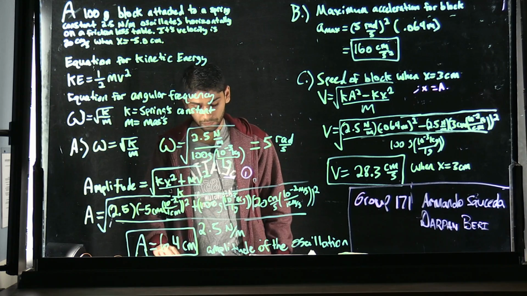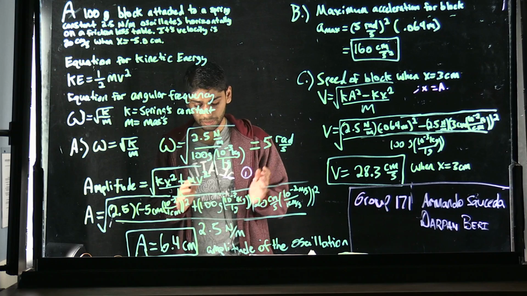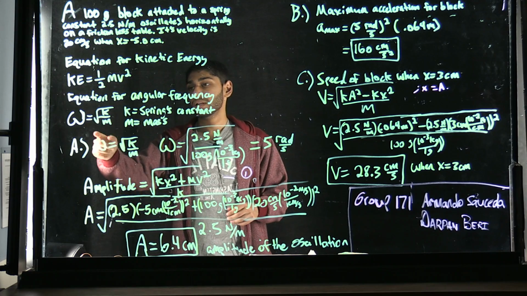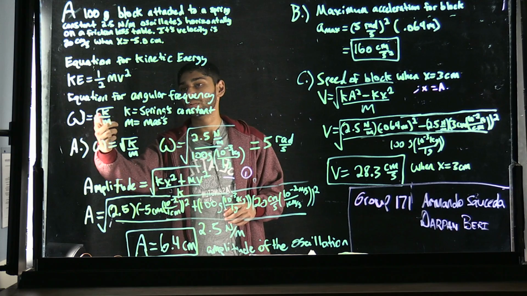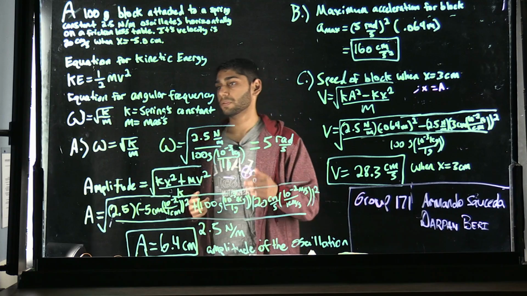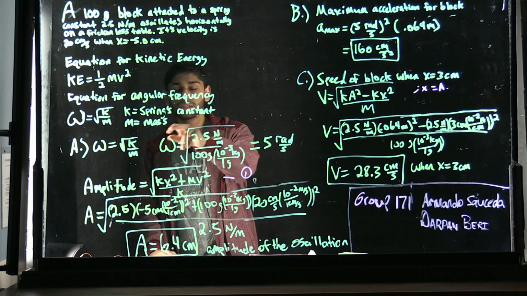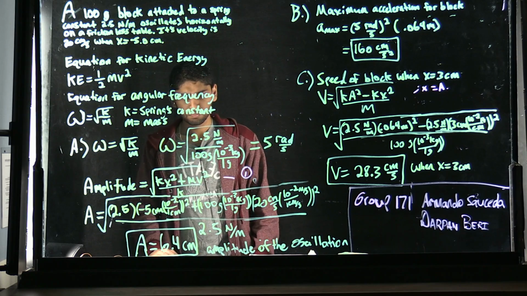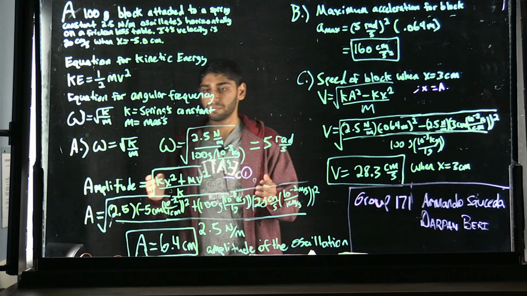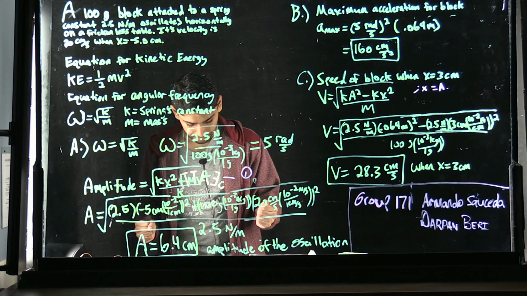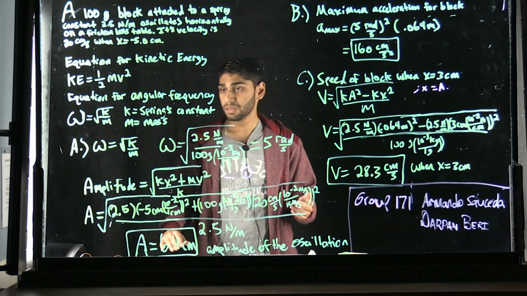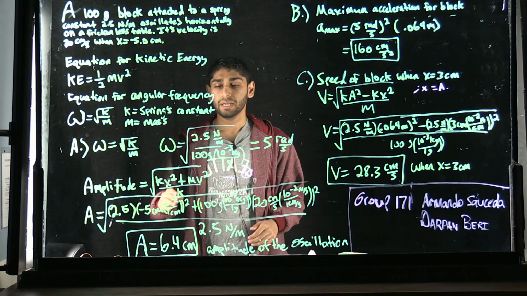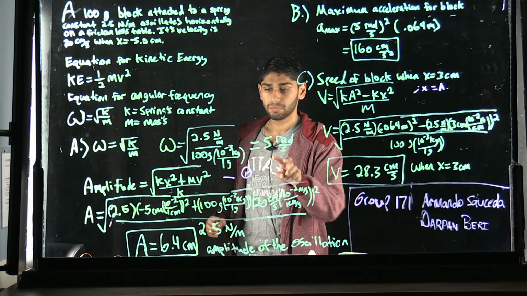The equation for angular frequency of the object when it's in simple harmonic motion is angular frequency is equal to the square root of k by m, where k is the spring constant and m is the mass. So we just plug in the numbers to find the angular frequency, and we get 5 rad per second.